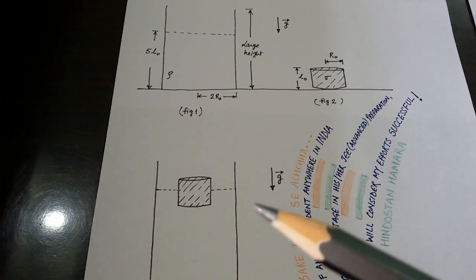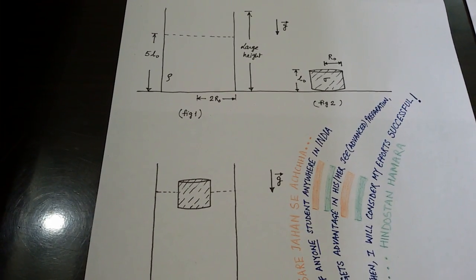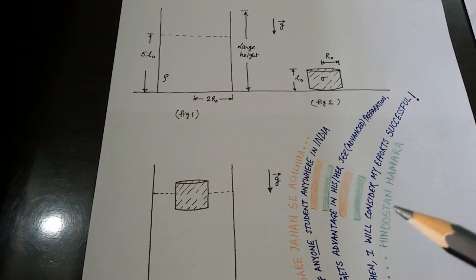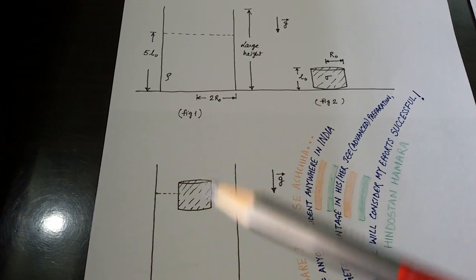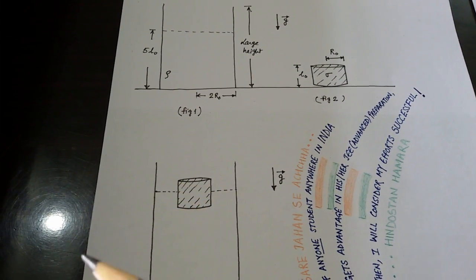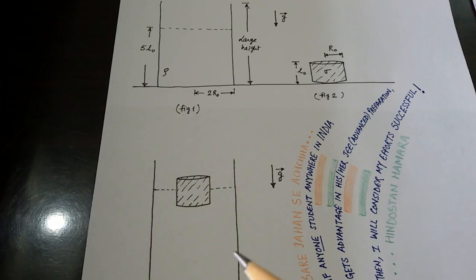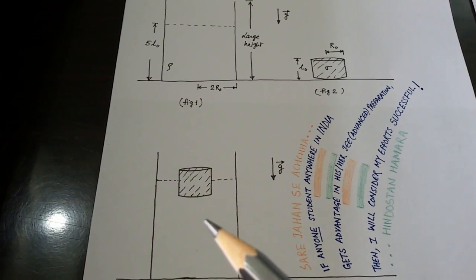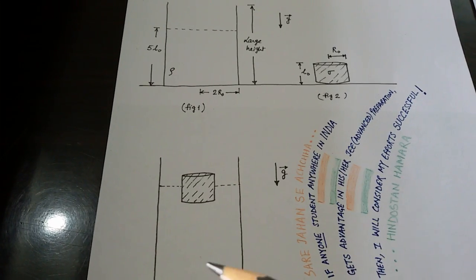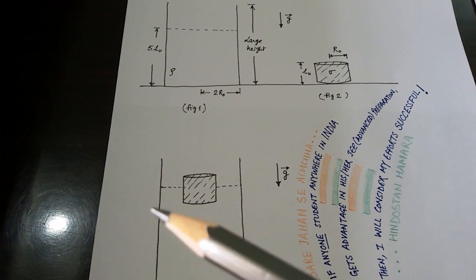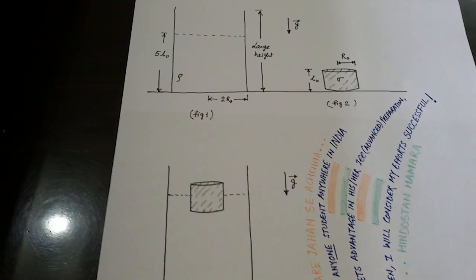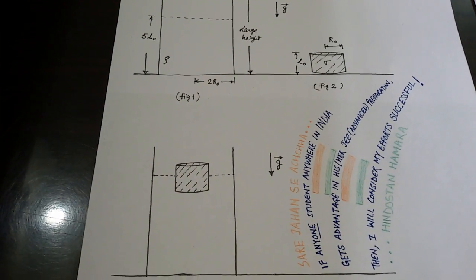See, generally what do we do? We take a very large container and a large amount of liquid to make sure that when simple harmonic motion of the block is there, the level of liquid remains the same. Generally we do that, but here it is not the case. Here, when this block is performing simple harmonic motion, the level of liquid will also be changing, right? So let us see what we can do in this case.